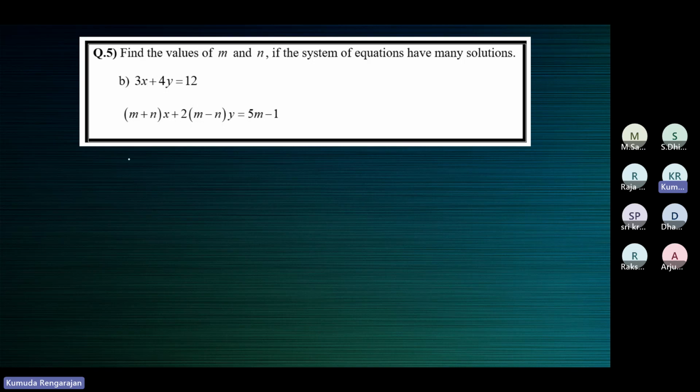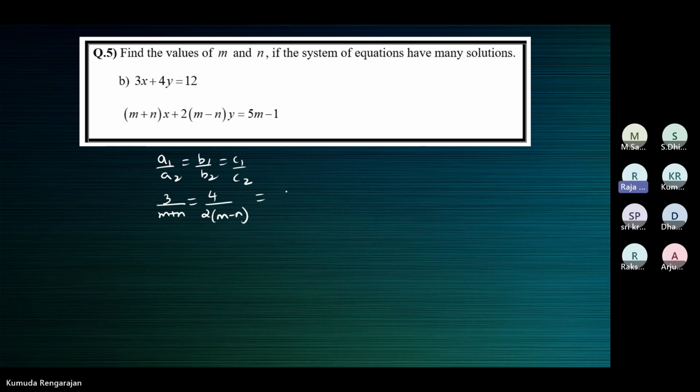Okay, Raja, what is the condition for many solutions, Raja? Ma'am, A1 by A2 is equal to B1 by B2 is equal to C1 by C2. Very good. Now substitute, Raja. What is the value for A1? Ma'am, 3 by m plus n is equal to 4 divided by 2 into m minus n. Very good. Is equal to? 12 divided by minus 5m plus 1. No, Raja, you must take 12 to the other side. You must take both 12 and 5m minus 1 to the other side. So it will be minus 12 divided by minus of 5m minus 1.